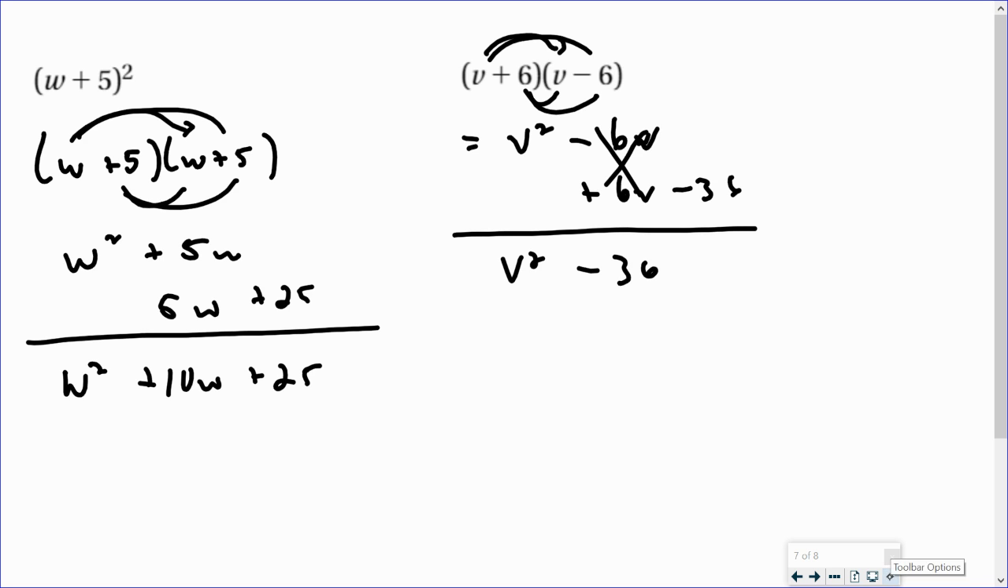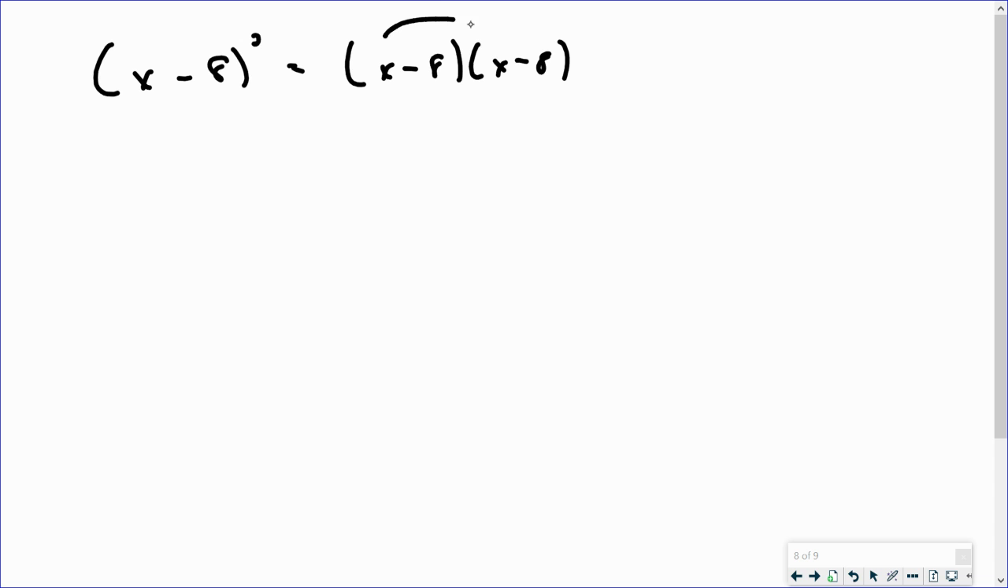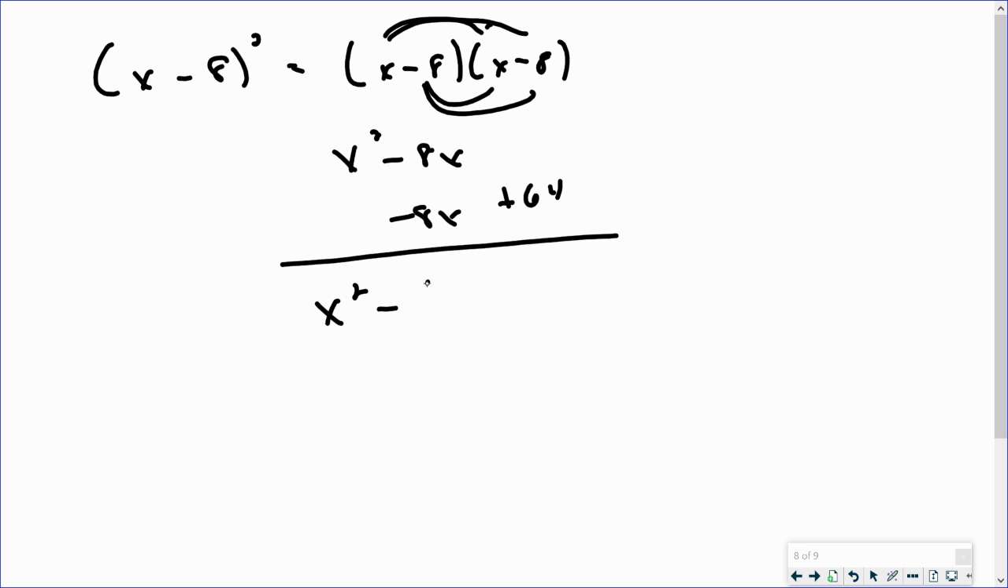I'd like to add one more example here for us. Let's say I had x minus, I don't care, it doesn't make any difference, 8 squared. X minus 8 times x minus 8. Follow my same rule. Nothing changes here. Negative 8 times x is negative 8x. Negative 8 times negative 8 is 64. I get x squared minus 16x plus 64.